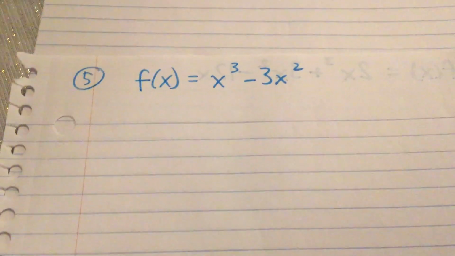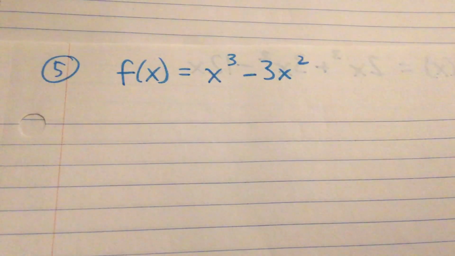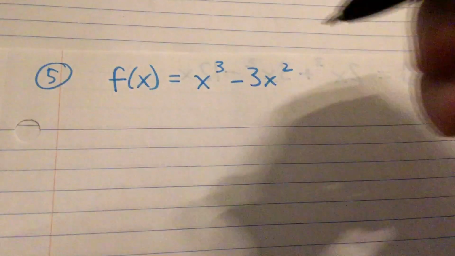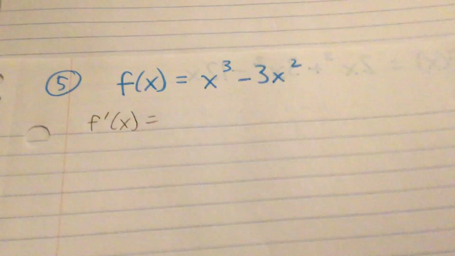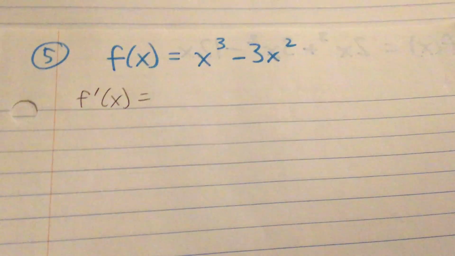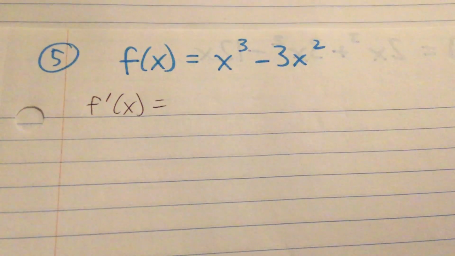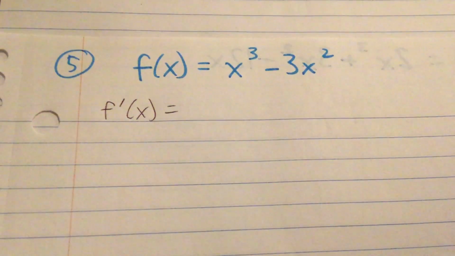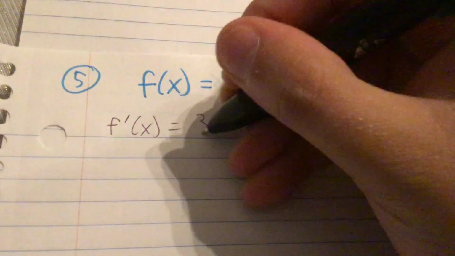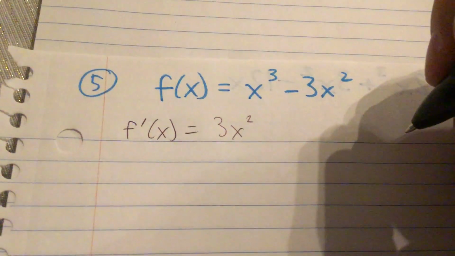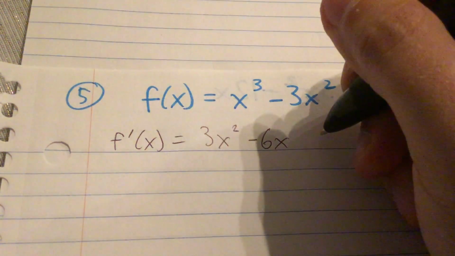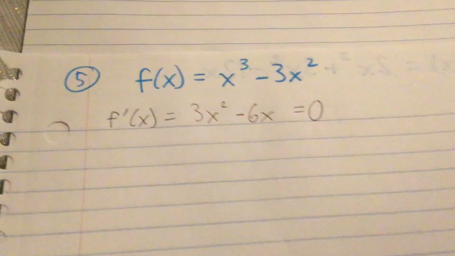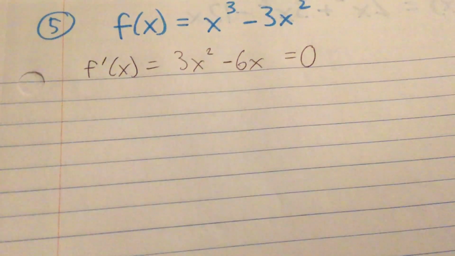F of x is equal to x cubed minus 3x squared. So now we're in business. Specifically, f prime of x. Since this is a cubic function, there's probably going to be more than one critical point. So let's take the derivative of x cubed. The derivative of x cubed is 3x squared. The derivative of negative 3x squared would be negative 6x. And we set it equal to 0 to find the horizontal tangent line.